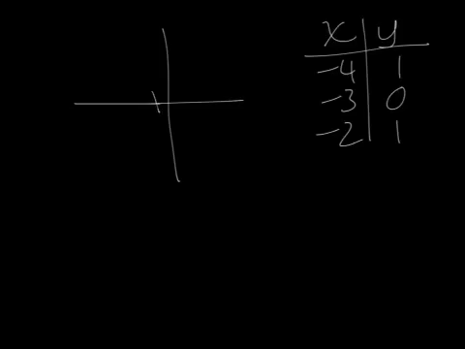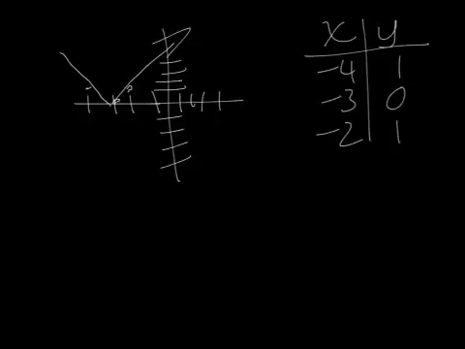So what I want to do now is simply graph these points on my coordinate plane. So I'm going to go to negative 4, 1, make a point there. Negative 3, 0, make a point there. And negative 2, 1, and make a point there. And I'm going to connect my points. And my graph should resemble a V shape centered at my vertex. Again, my vertex is negative 3, 0.